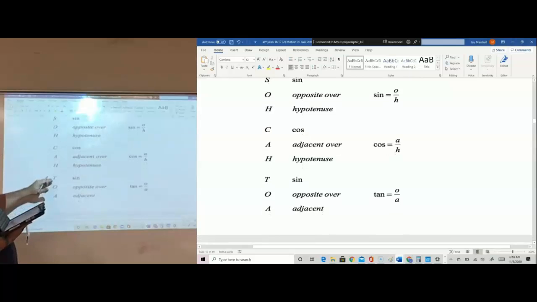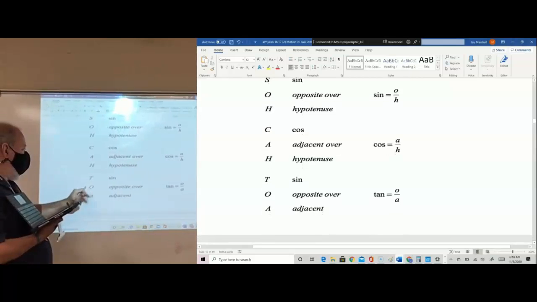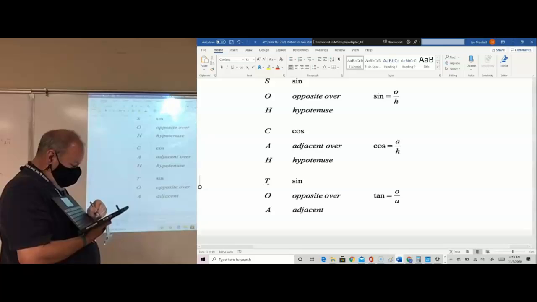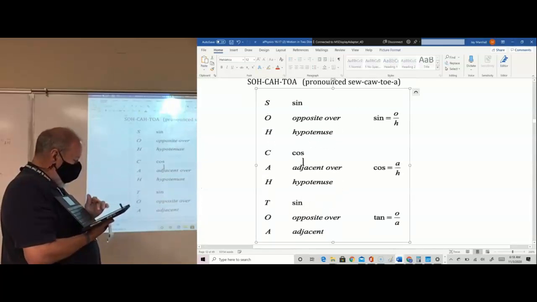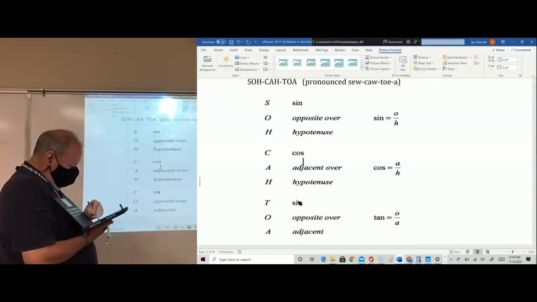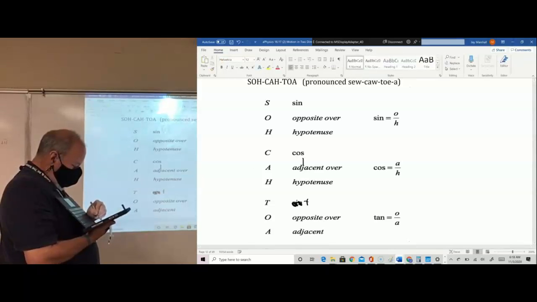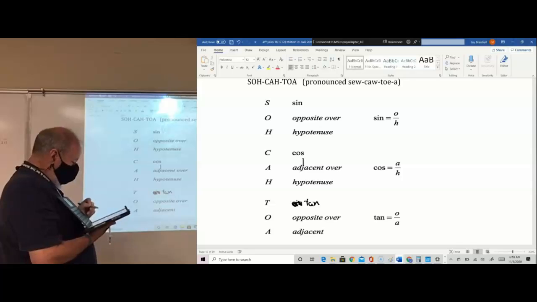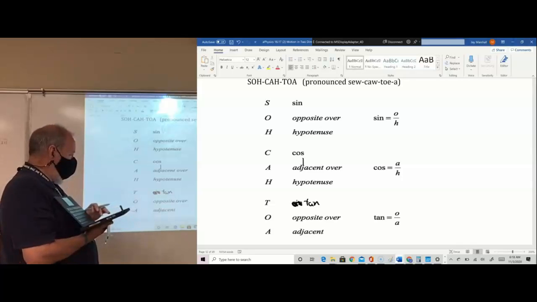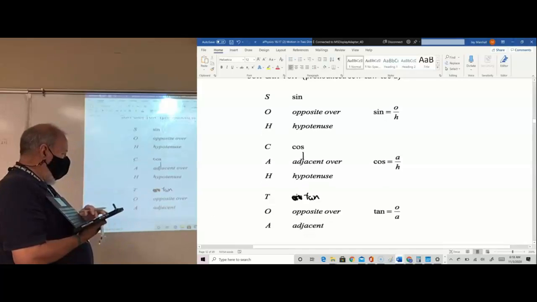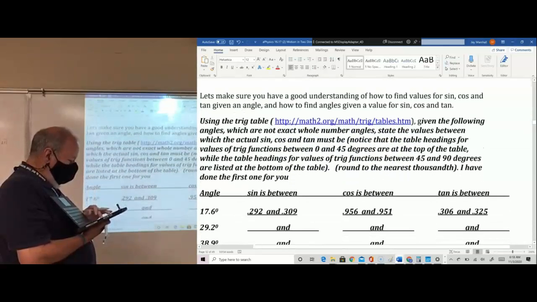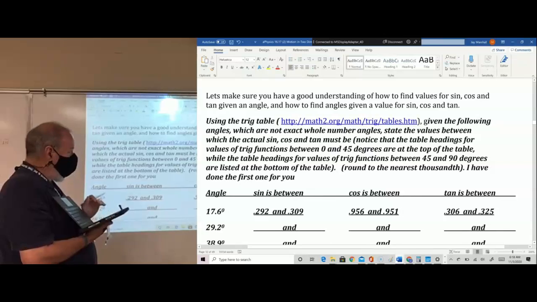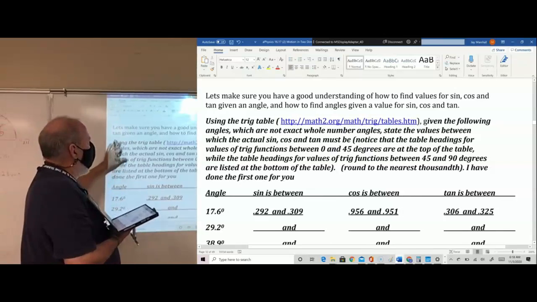And then TOA, sine is, or that should be, wow, I screwed that up, didn't I? And I can't change that. So tangent is the opposite over the adjacent. So that's the TOA part.